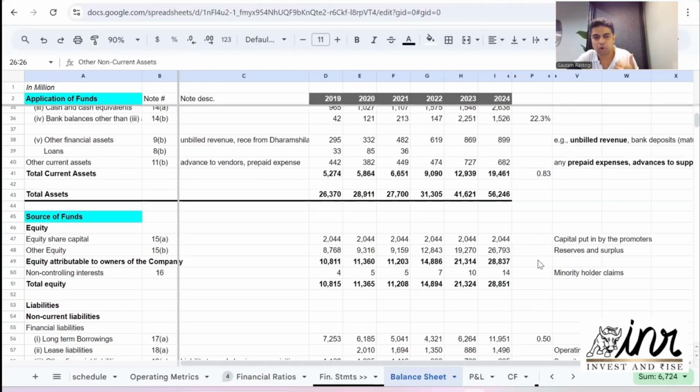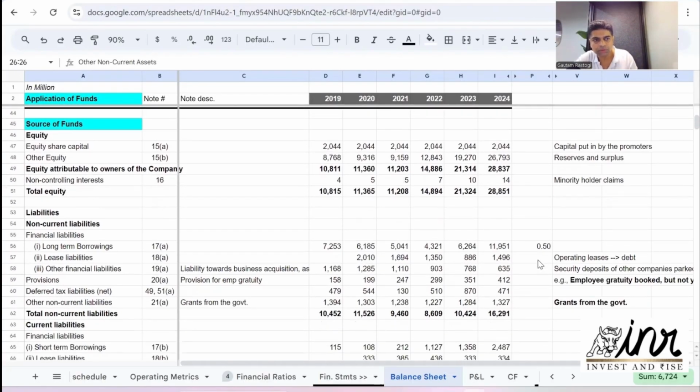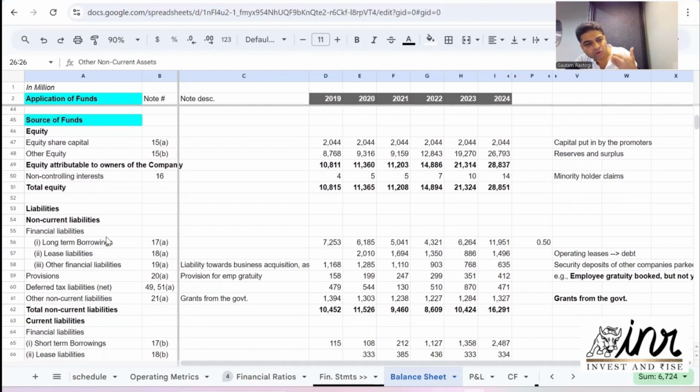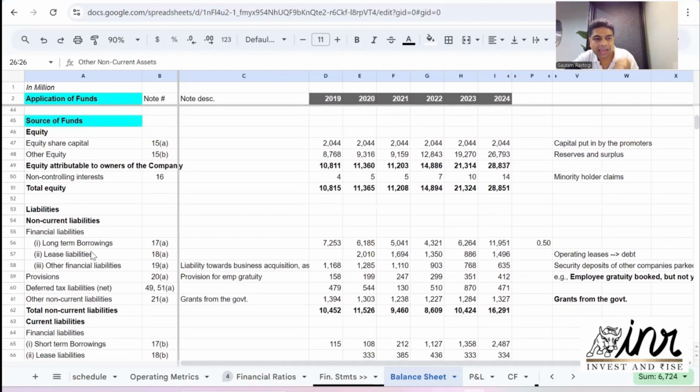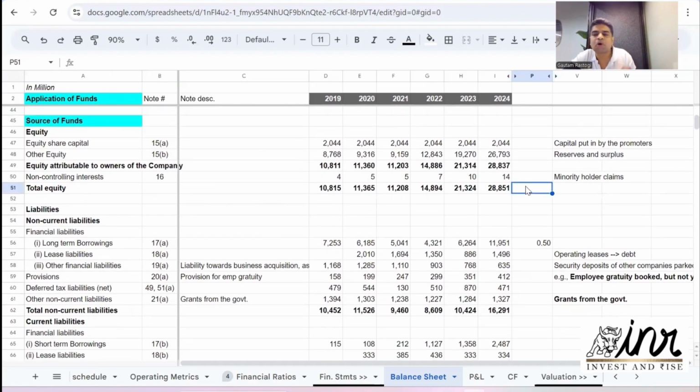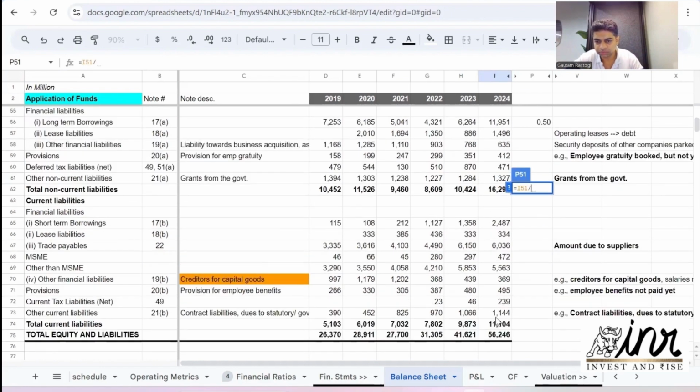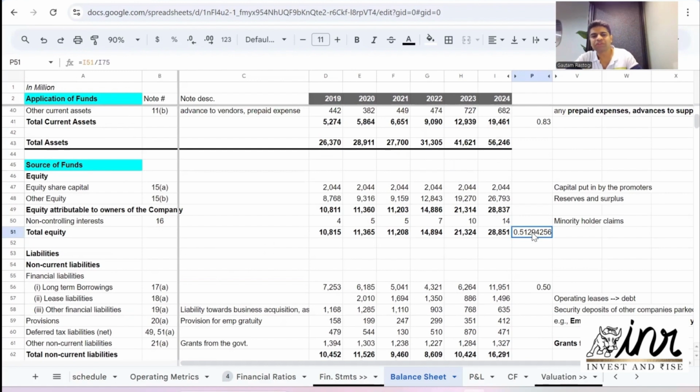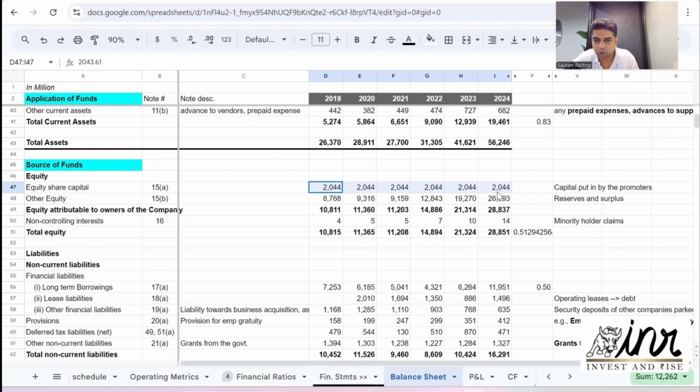So, anyway, let me move forward to the source of funds. Source of funds, as you know, is equity and liabilities. Let me see what portion of the balance sheet is equity. 50% of the balance sheet is equity. So of course, they have a huge amount of equity. And if you see within equity, this 2000 is really the capital put in by the promoters.